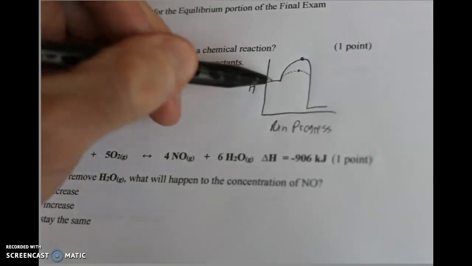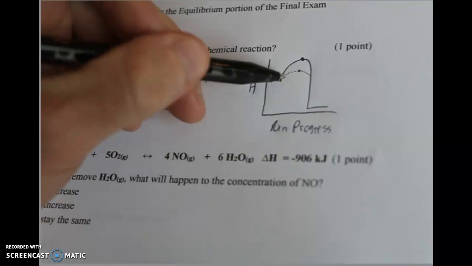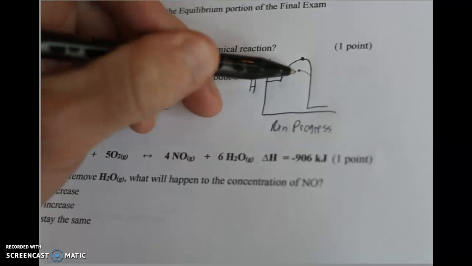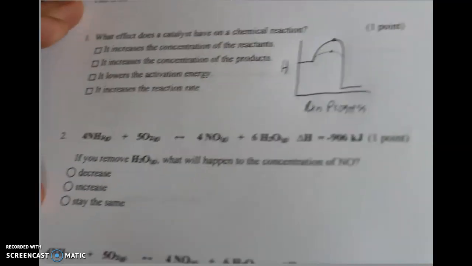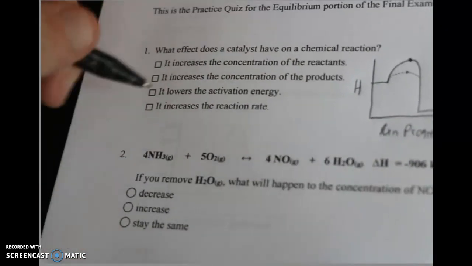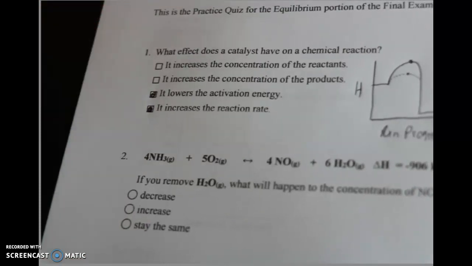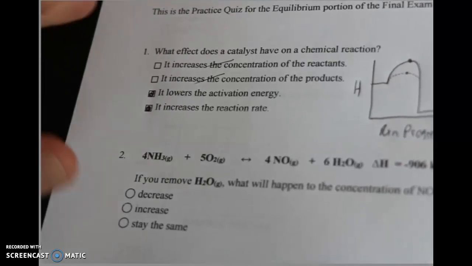It's not going to change the concentration of the reactants or products. It's just going to make the reaction go quicker because the activated complex now with the catalyst has less energy associated with it than a non-catalyzed pathway. So when we look at this, it increases the reaction rate, right? It makes the reaction rate go faster, and it lowers the activation energy. It does not do anything to the concentration of the reactants or the products.